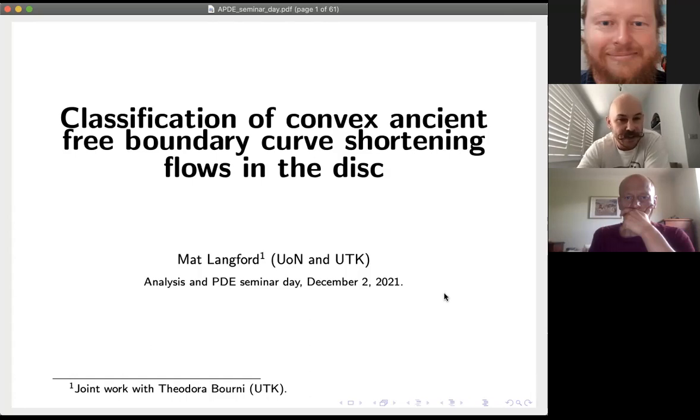So my title is basically my abstract. In fact, it's slightly longer than my abstract because of the way classification is conjugated. So it basically says it all. I think of this as a nice toy problem, which hopefully might initiate a bit more activity in ancient solutions and free boundary flows.